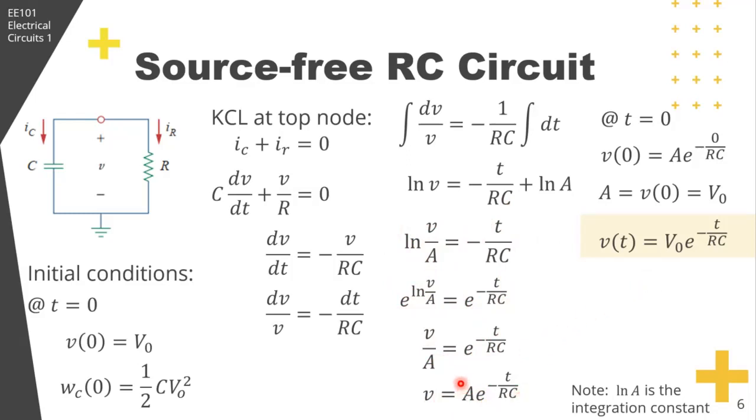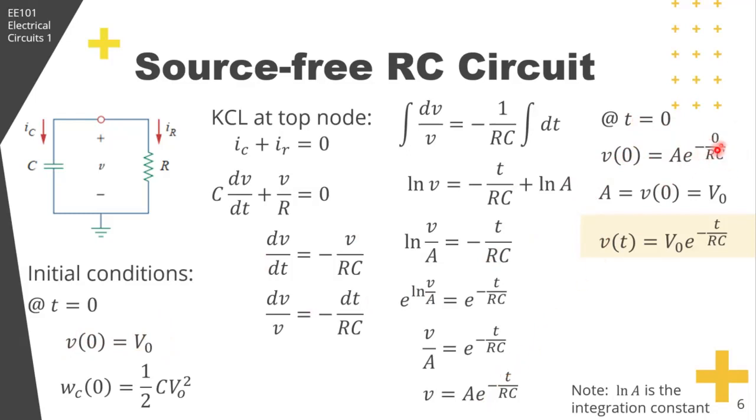Now, what is the value of our integration constant? As we know, we need to determine it from our boundary conditions. So, for example, at t equal to 0, we have a certain value, so we can use that. At t equal to 0, v0 is equal to a e to the negative 0 over rc.